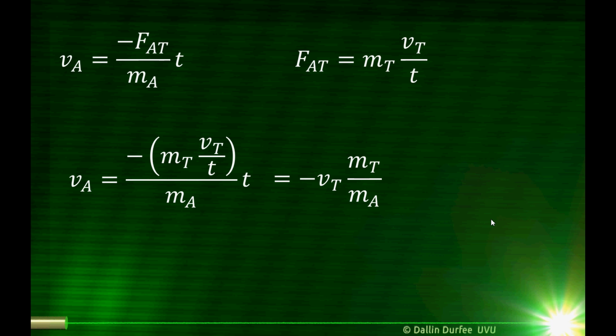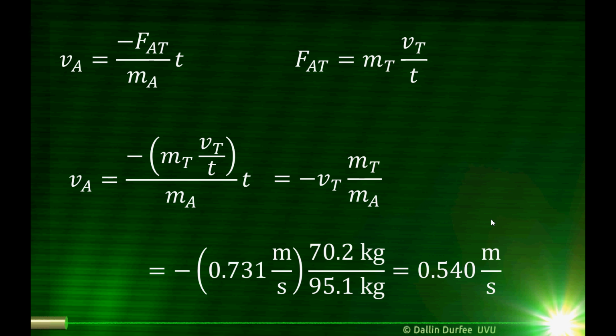the negative velocity of Trillian times the mass of Trillian divided by the mass of Arthur will give us the velocity of Arthur. So we didn't even end up needing to know how long Arthur was applying this constant force because in the end it canceled out. So we plug the numbers in and we find that Arthur is moving at 0.540 meters per second, I'd lost the minus sign, in the opposite direction as Trillian. That's the end of our video.